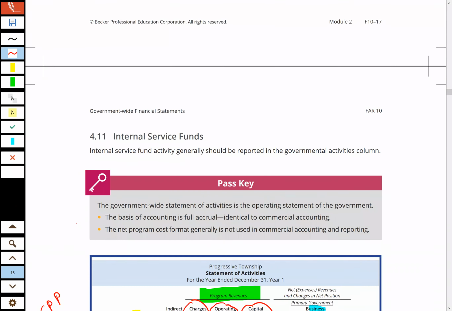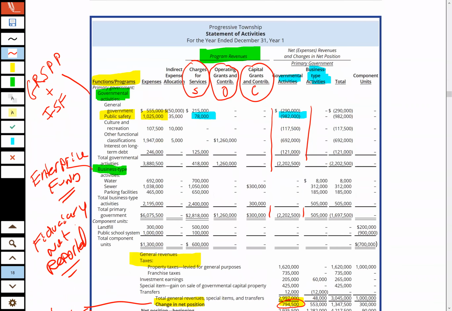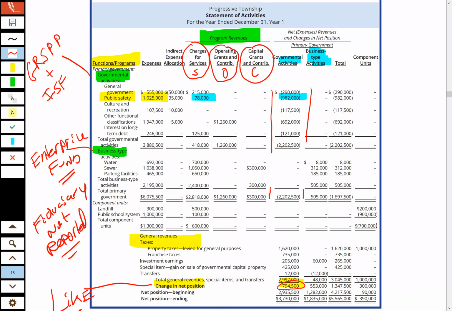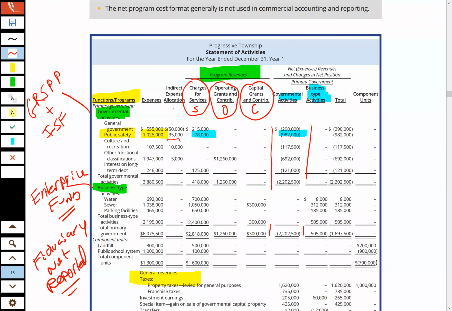I was looking at that public safety, 1,025,000 in expenses, 78,000 in charge for services, which is basically their money to cover that. That 982 is not just a subtraction of those two prior numbers, is it? No, I didn't talk about the allocation of the indirect expense. There you go. So if you took the 1,025,000 plus 35 minus 78, you'd get the 982. Got you. Missed that somehow.